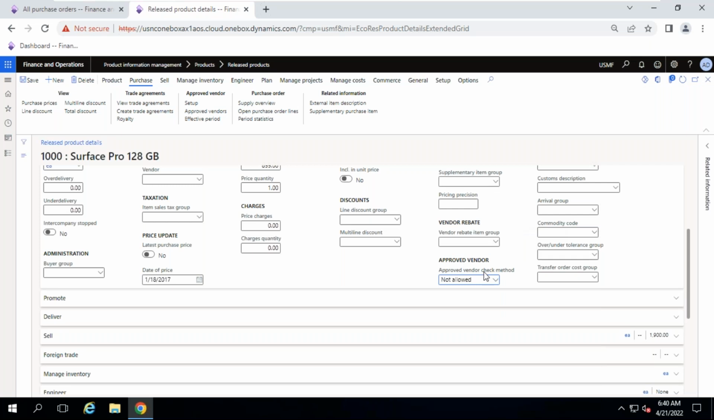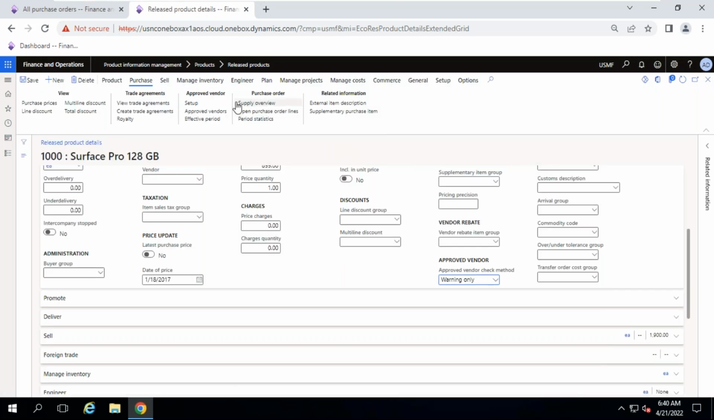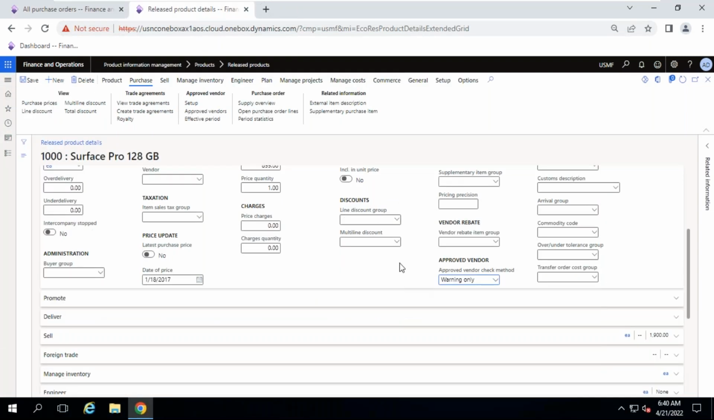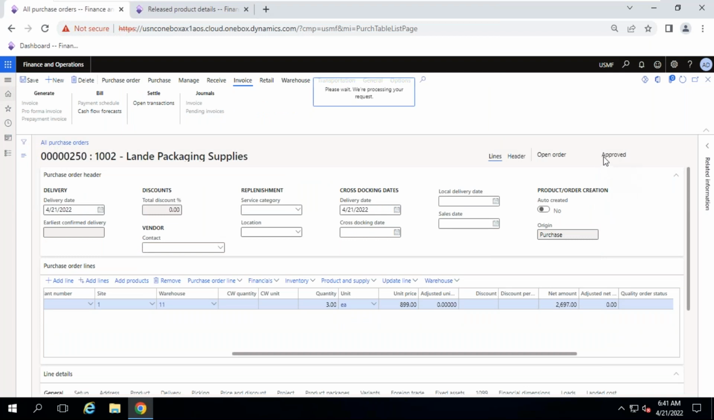And the first option is no check. No check means I will purchase from any vendor. Warning only means you need to purchase from these vendors, but sometimes I may or may not. So then a warning message will come. If you map warning only, it will warn you, but it will allow you to proceed. It is approved status.